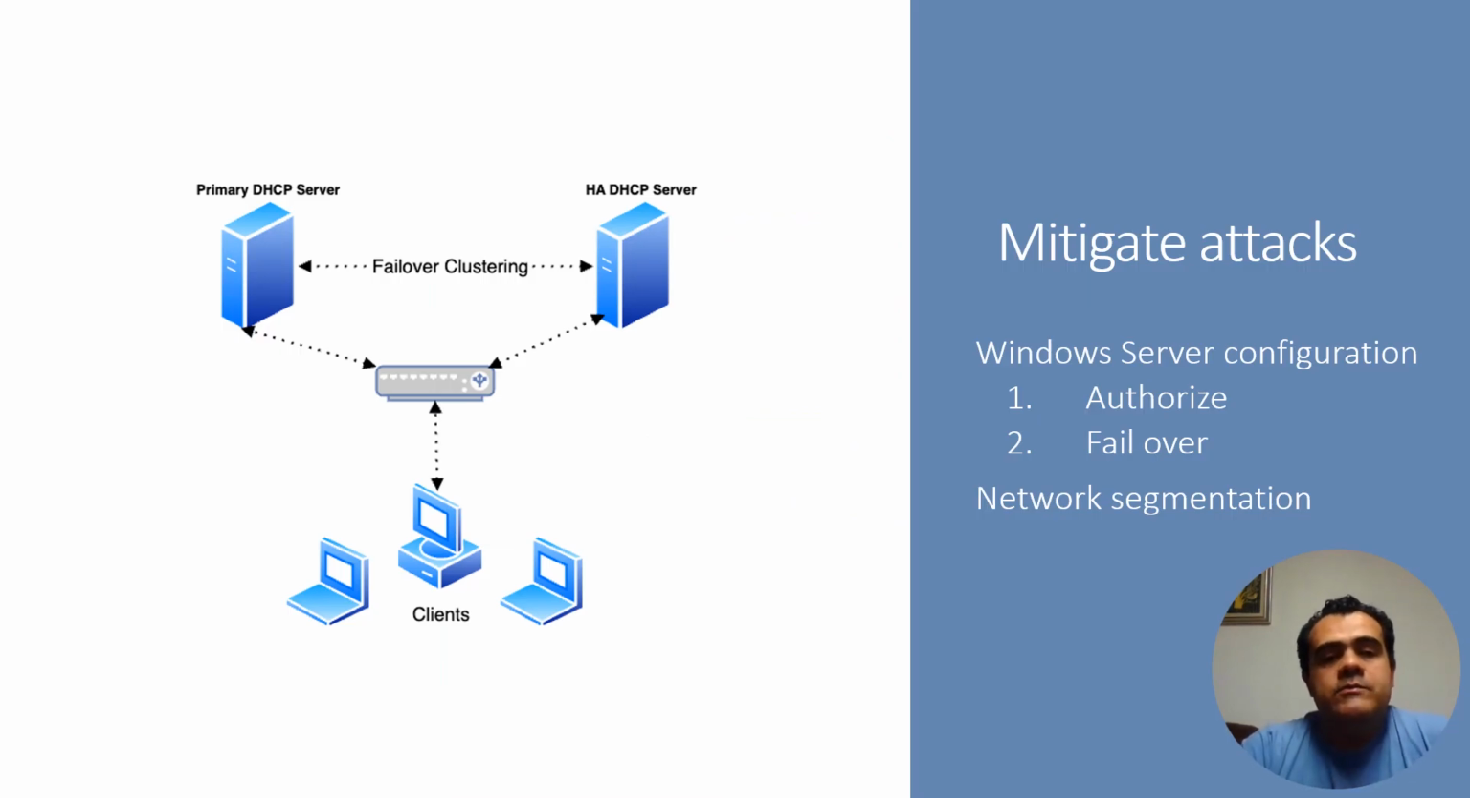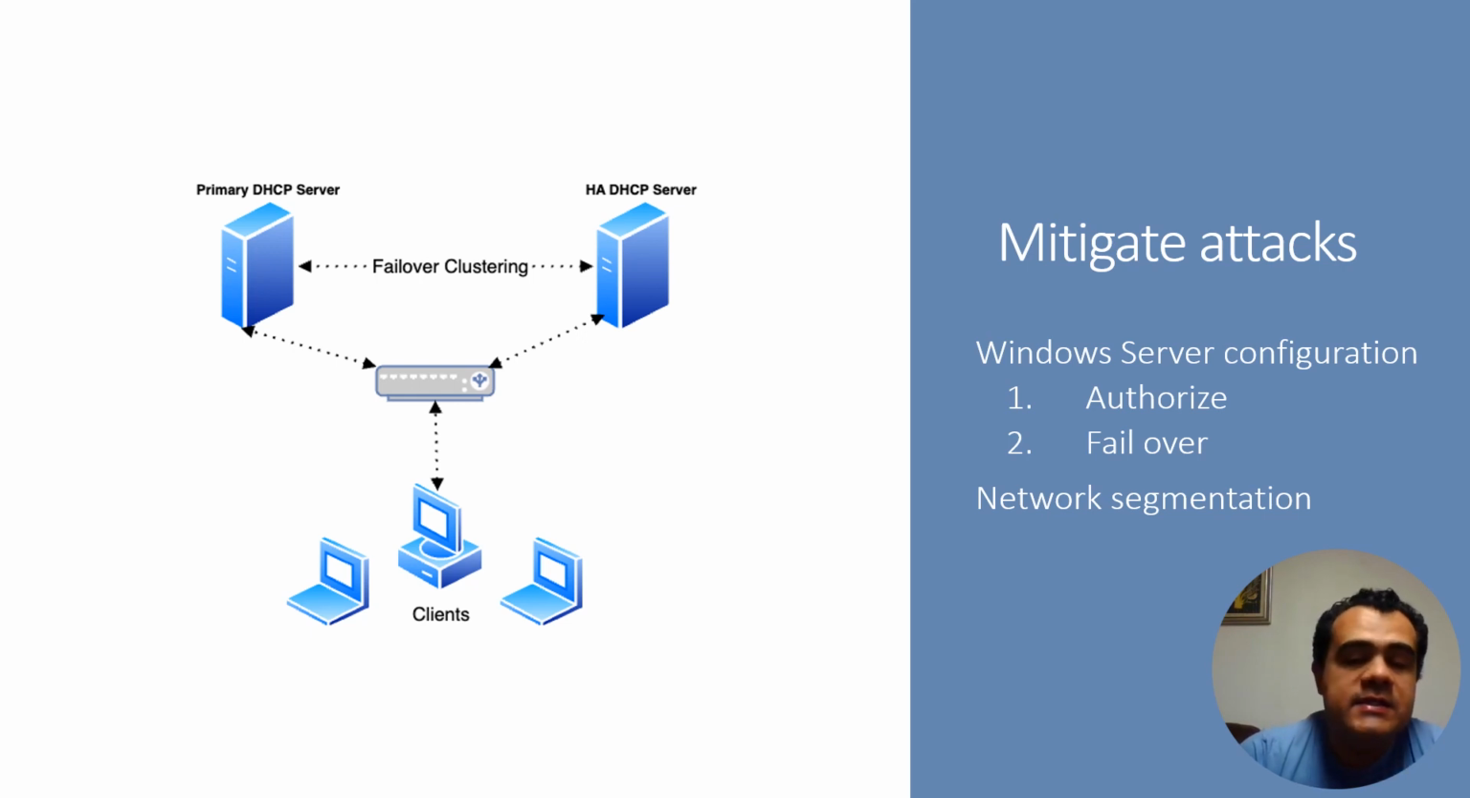Okay, now let's review some of the things that we can do to mitigate or prevent this attack. In Windows Server, we have two configurations that we can use to try to mitigate this attack. Authorize the domain services. This means that in the network, only this server can assign IP to the clients. This is important so we can prevent some attacks or rogue DHCP server.